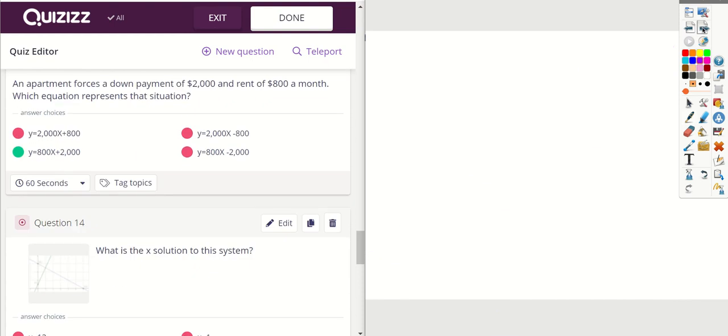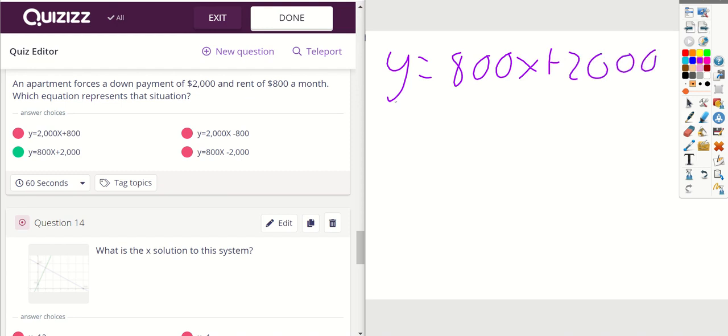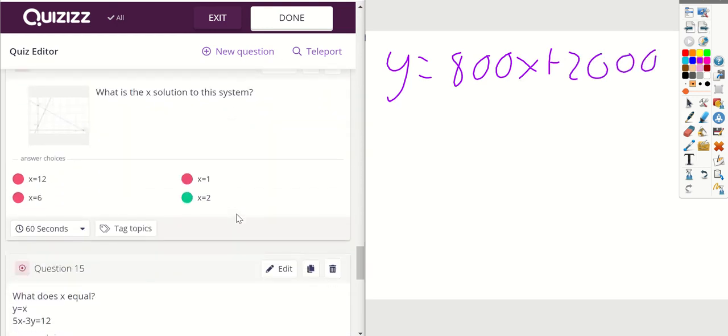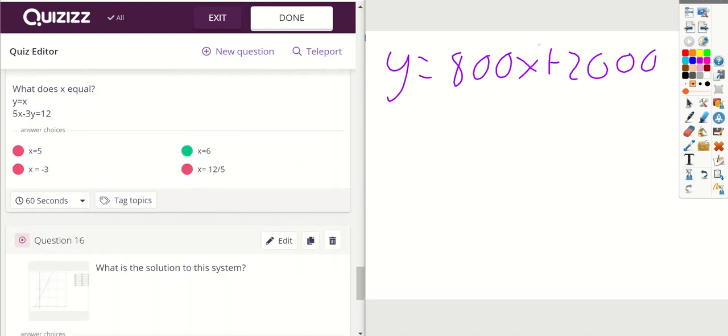All right, an apartment has a payment of $2,000 to start and $800 per month. The $800 per month plus $2,000. What is the system solution? So you're just looking at where do they cross, and then you're going straight down to the x-axis and saying where do they cross. When they cross at x equals 2. So if you look at your x-axis at 2 and go up to where they cross, that's where they got x equals 2.